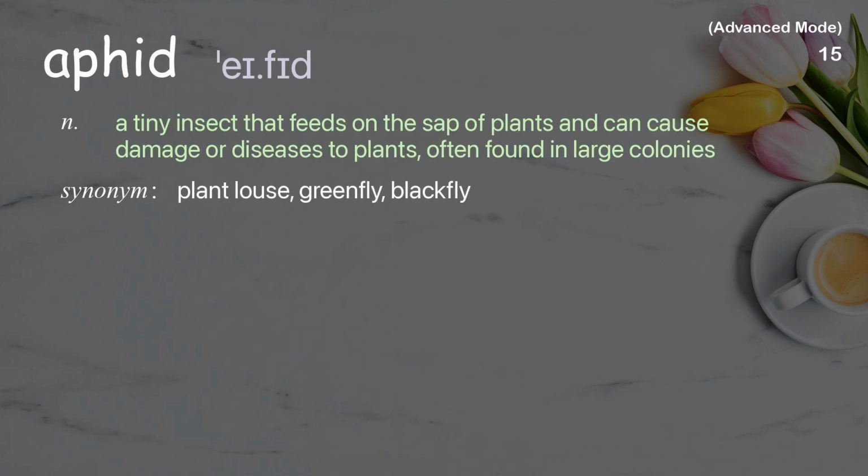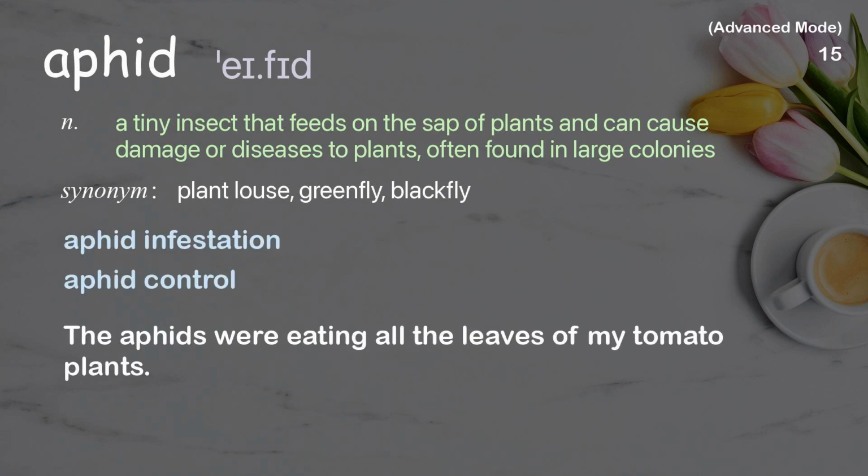Aphid. A tiny insect that feeds on the sap of plants and can cause damage or diseases to plants, often found in large colonies. Examples: Aphid infestation. Aphid control. The aphids were eating all the leaves of my tomato plants.